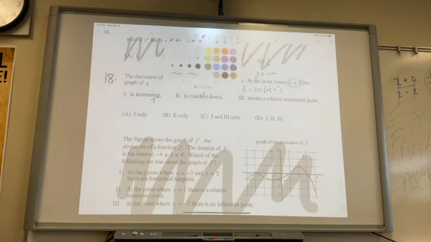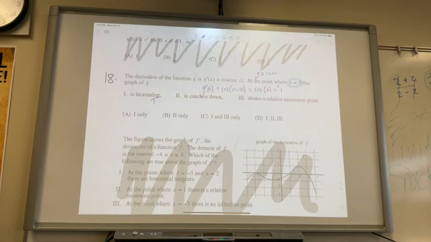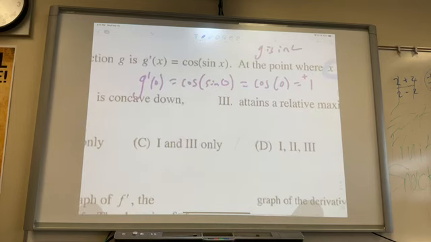Now, I need to learn about the concavity, which means I need to do a second derivative. Okay? Can we do a second derivative, guys? What rule? Chain rule. The derivative of cosine is negative sine of sine times cosine.